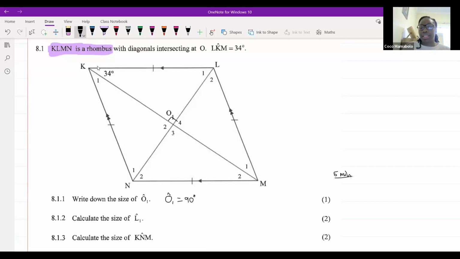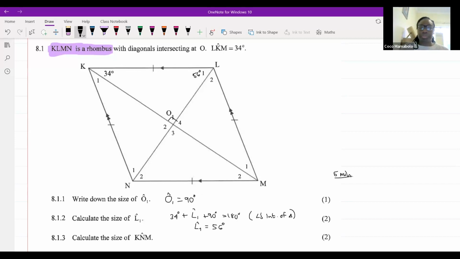Then it says calculate the size of L1. Well, we can see that KOL is a triangle, so we can say 34 degrees plus L1 plus 90 is equal to 180 degrees, the interior angles of a triangle. Therefore L1 is equal to 56 degrees.